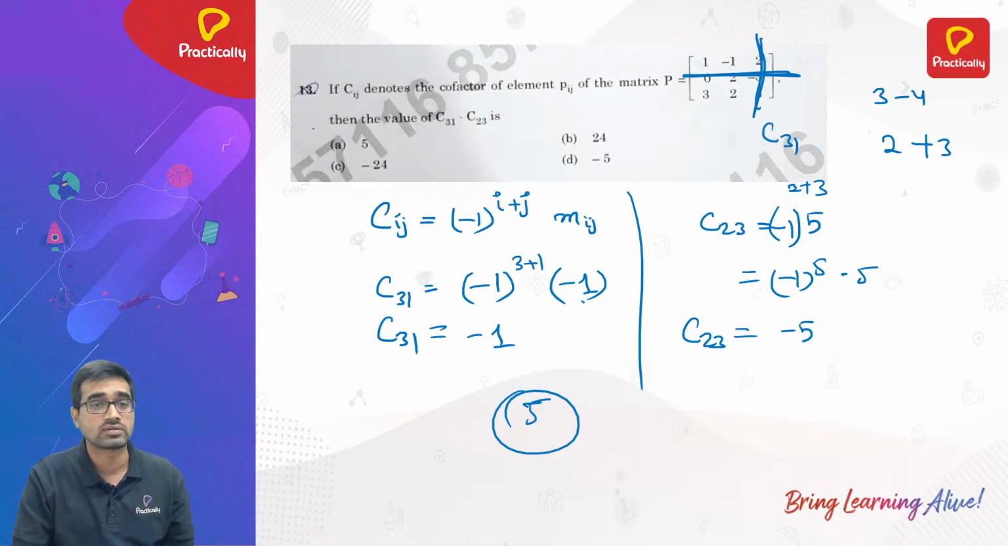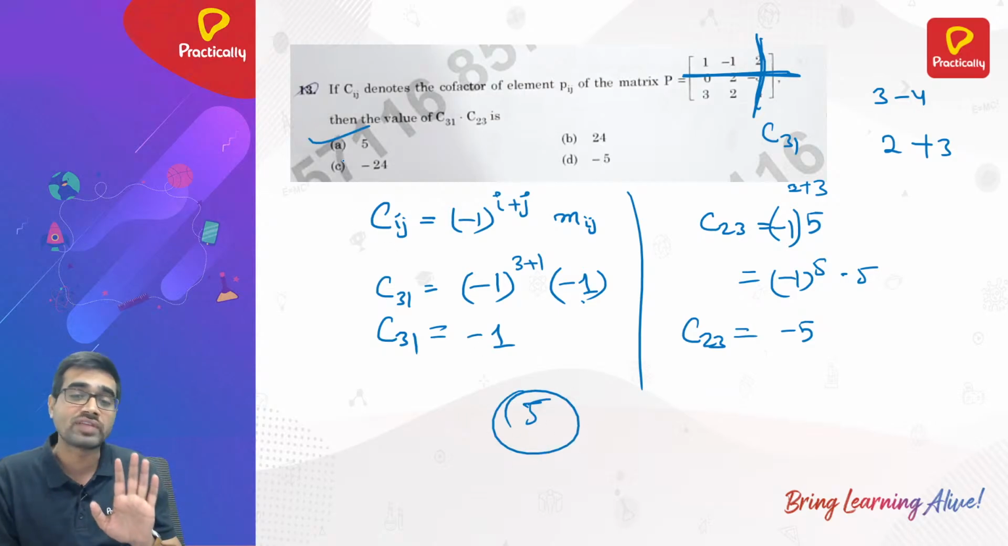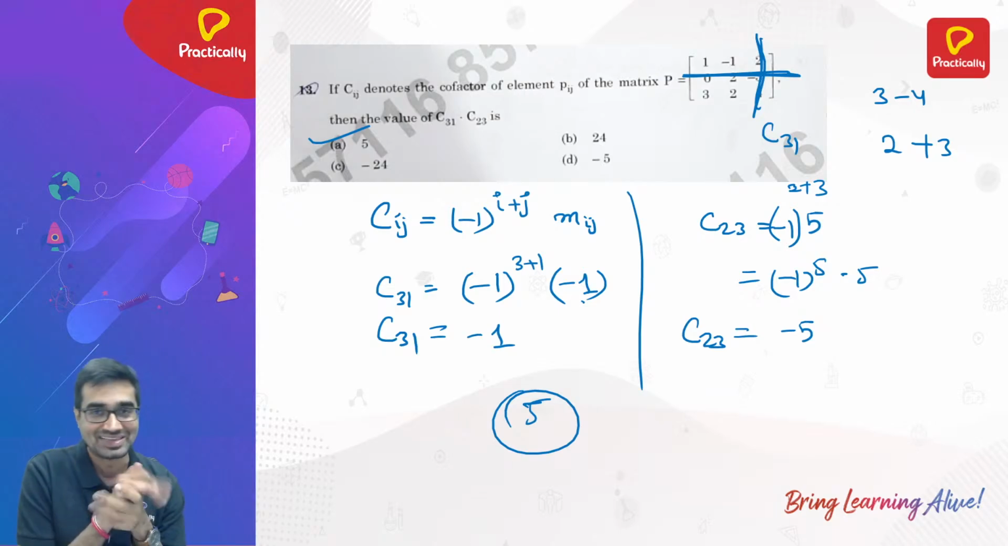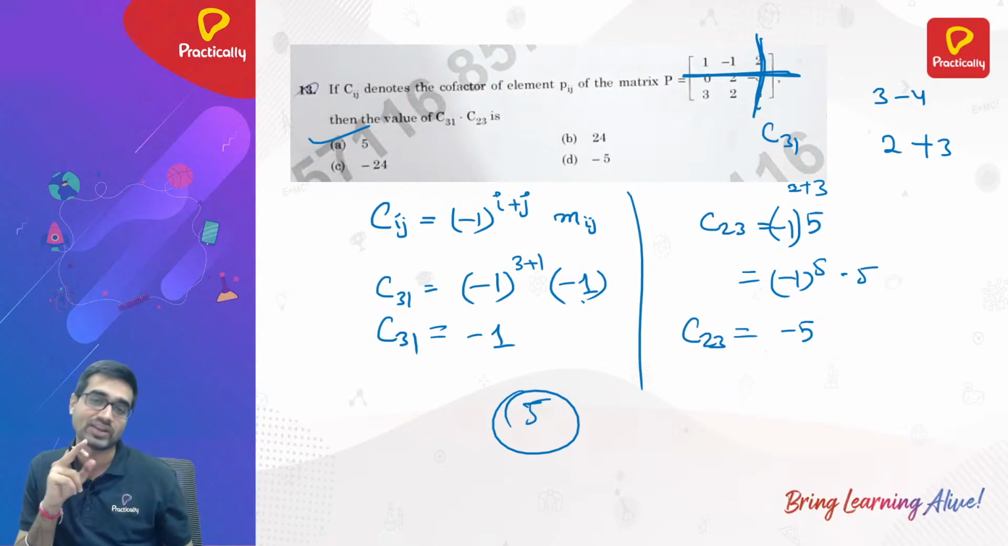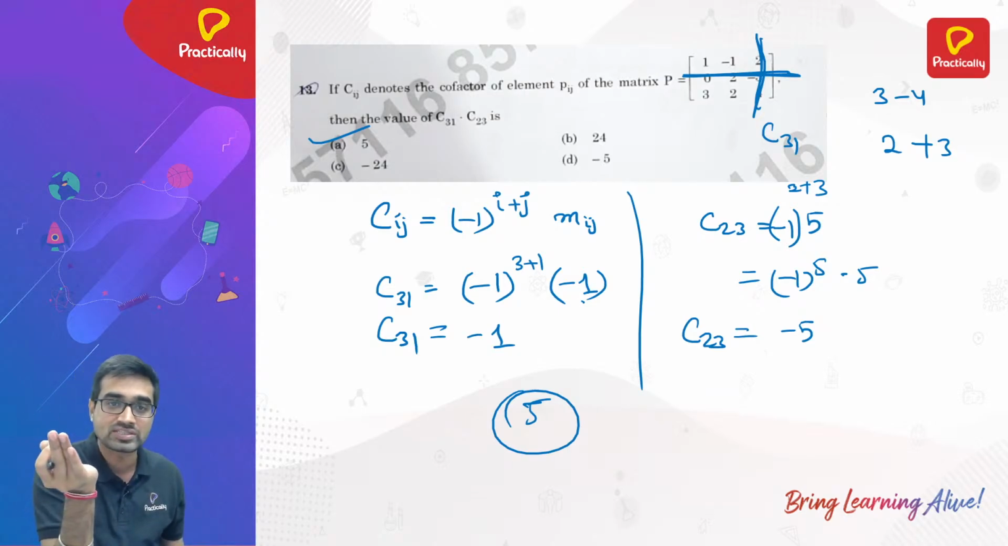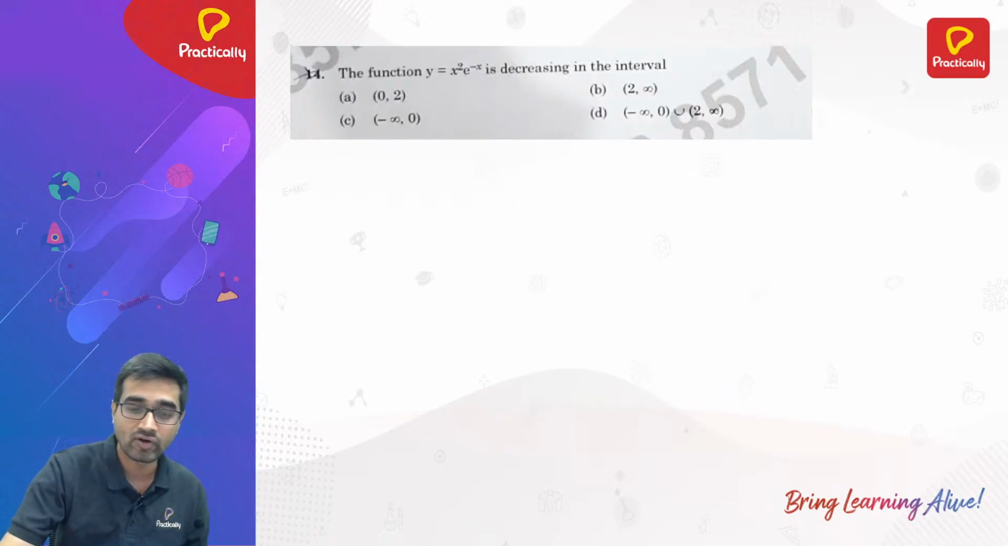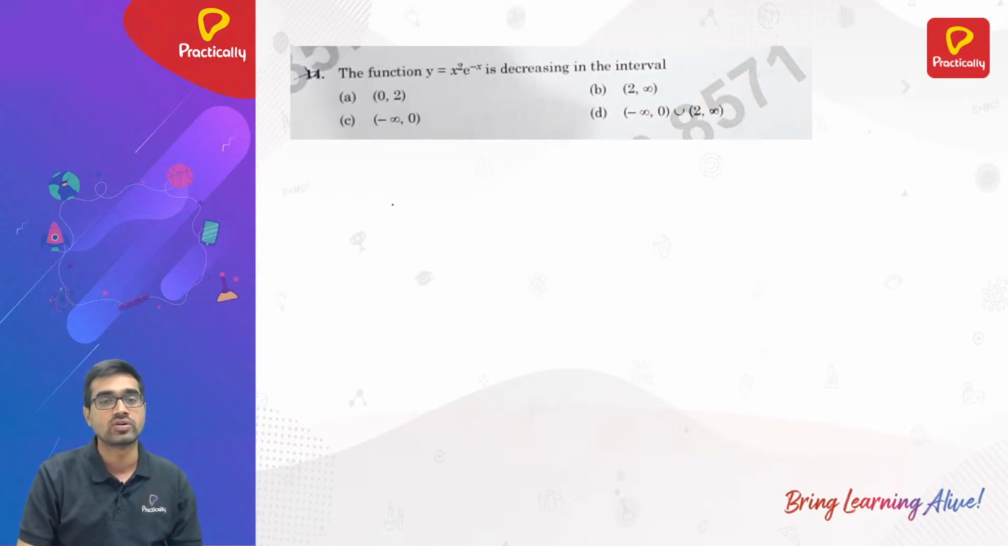What's the option? A. They keep both of them so that you do the wrong thing. Nothing else they do. Okay, so you have to be very cautious when you are doing this. One single miss of sign and the whole work has gone to zero. Okay, let's solve the next one.